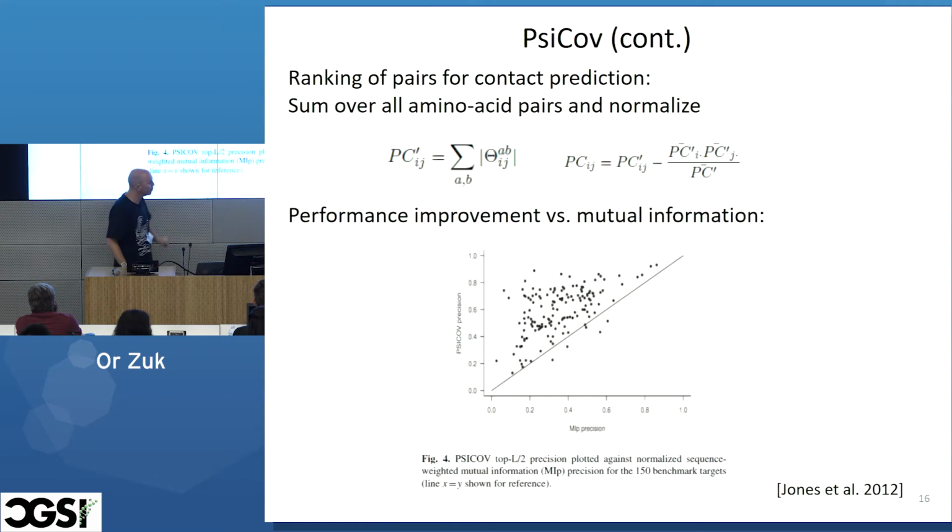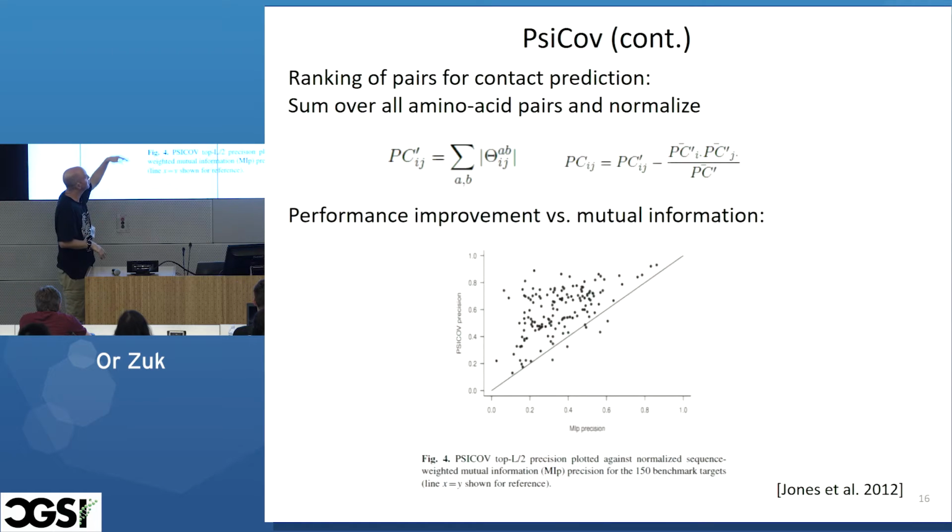Now, if you look at the performance, this is from their paper. On the x-axis, we have the performance of just doing mutual information between two columns, which is not taking into account these direct versus indirect effects.